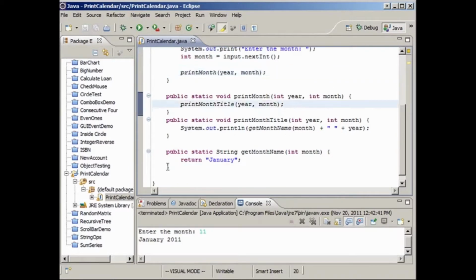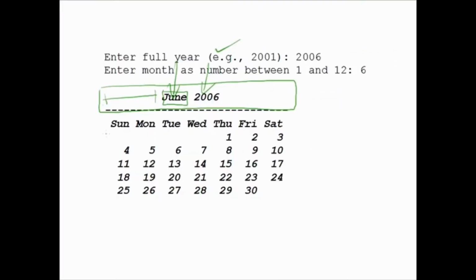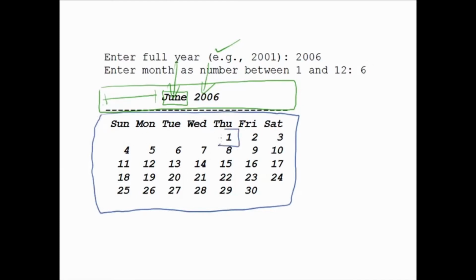So let's back up a bit. We're back at print month now. We've printed out the title. What do we need to do next? Well, we need to print out the month body. So we need to print out the names of the days, and then we need to work out which day we start on, how many days there are in the month, which will then tell us what day we end on. So that, again, is a few problems that we need to address.